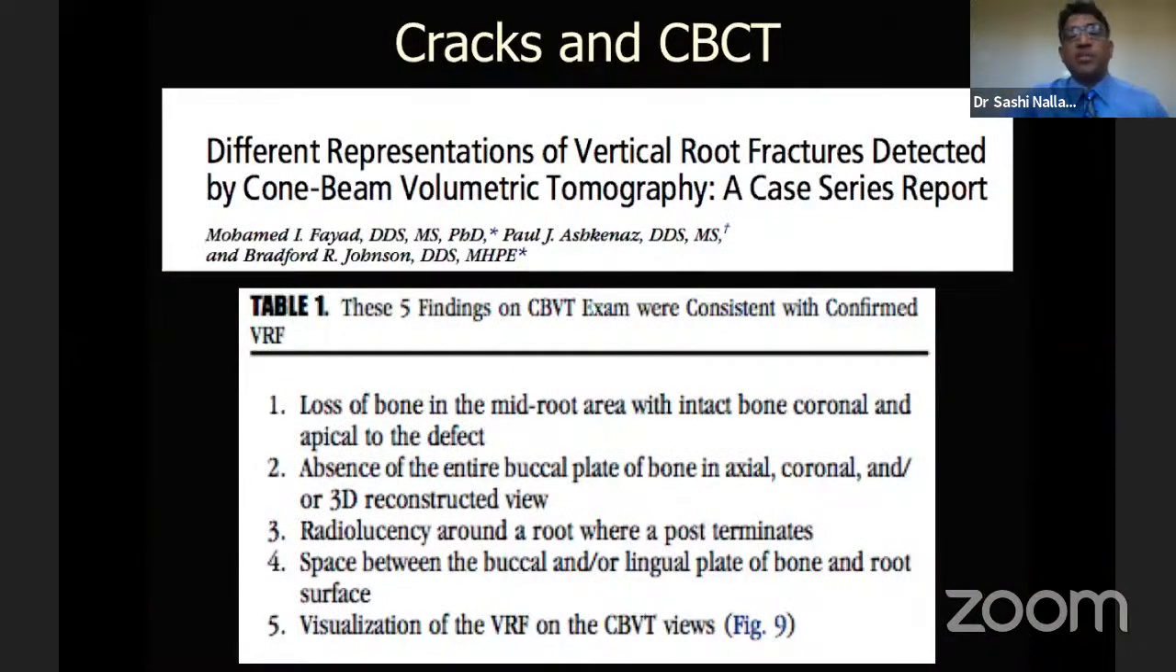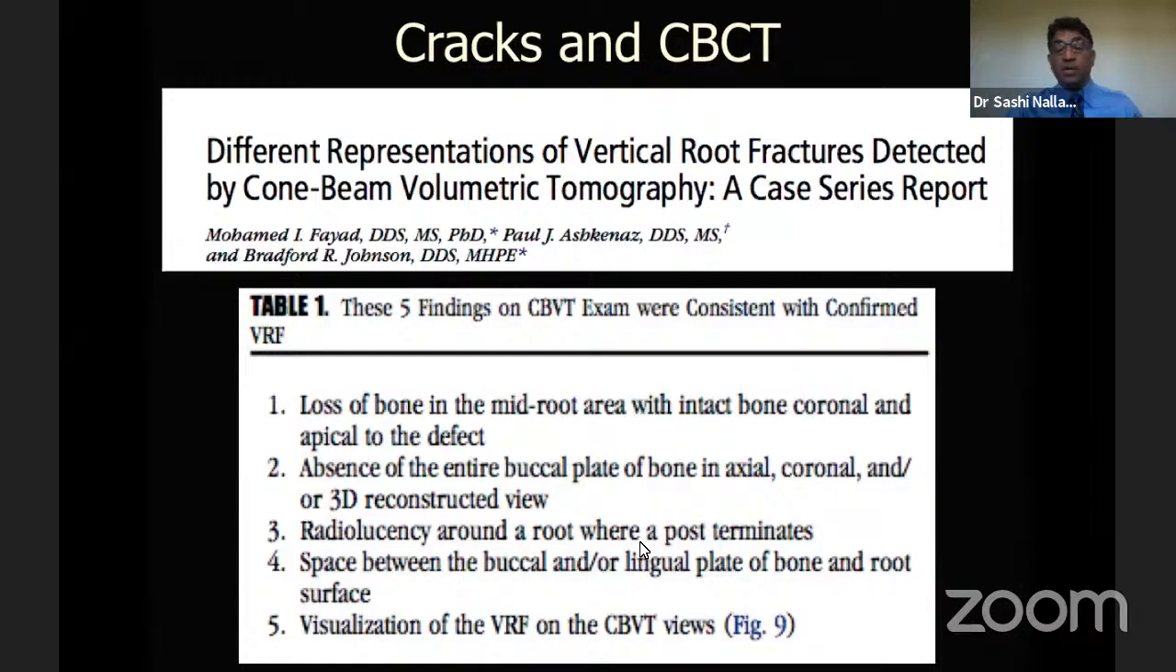So what about CBCT? Does it have any merit? There's a paper that came out some years ago in the JOE. So basically what they're saying in that paper was, in CBCT, if you take a scan, you would see loss of bone in the midroot area with intact bone coronal and apical to the defect. Absence of the entire buccal plate of bone in axial, coronal, and/or 3D reconstructed view. So no buccal plate at all.